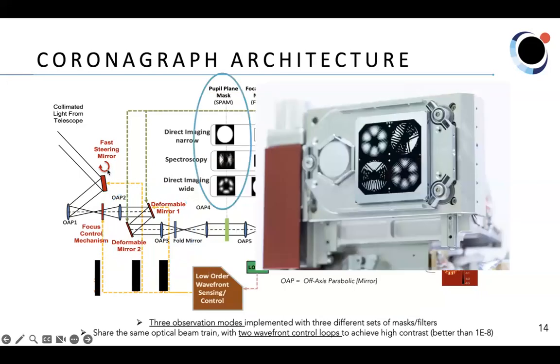Here's one of our pupil plane masks. This is our PAM, our precision alignment mechanism, and it moves both in the X and Y directions. You can move each of these masks in and out of your beam. Each of these designs is specifically made to cut down any interference of light in itself.